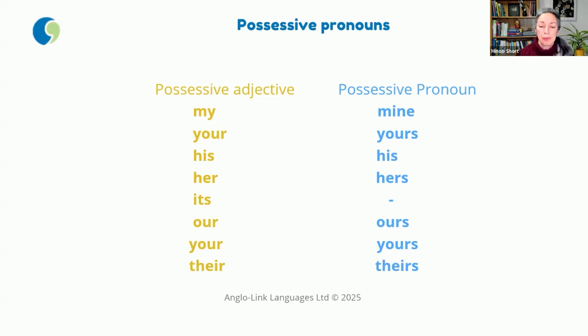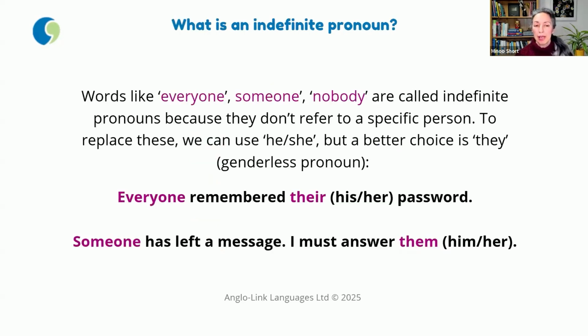One last but very important point to remind you of is that we have words like everyone, someone, nobody. They're called indefinite pronouns because they don't refer to a specific person. Now, if you want to replace these, because we don't know if it's a he or a she, you can say he or she. But a better choice for these pronouns is they, which is called the genderless pronoun. For example, everyone remembered their password rather than everyone remembered his or her password. Or someone has left a message. I must answer them rather than I must answer him or her.